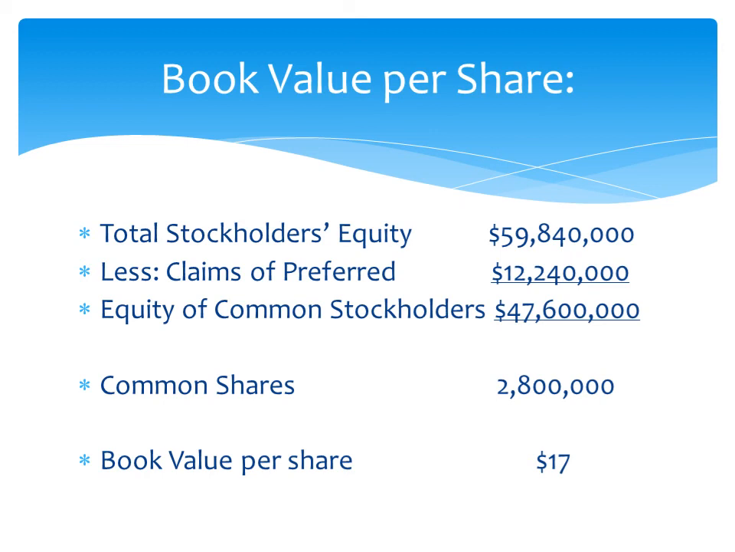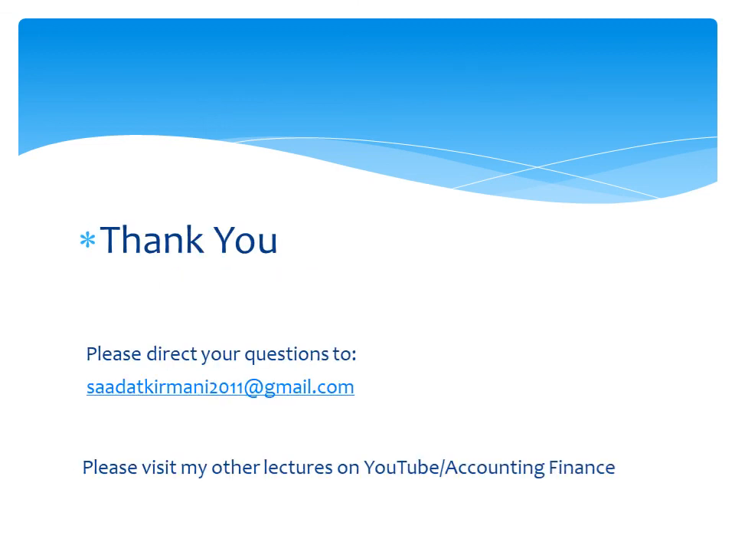And then we got down below the number of common shares issued by the company, 2.8 million, and we divide the common stockholders' equity, 47,600,000, by the number of common shares, that is 2.8 million, to get the book value per share, that is $17. So I hope you got a fair idea as to how book value per share is calculated. And remember that if there are any outstanding dividends to preferred stockholders, then those outstanding dividends are also to be deducted from the total stockholder equity to arrive at the part of the equity relating to common stockholders.